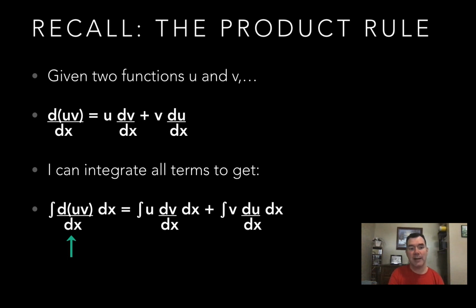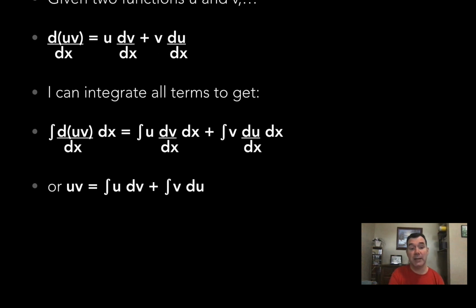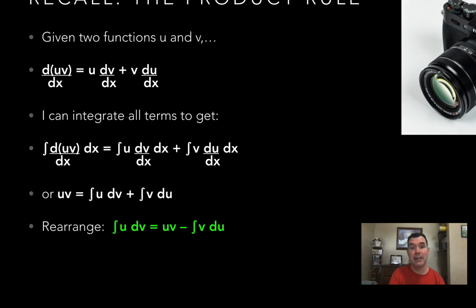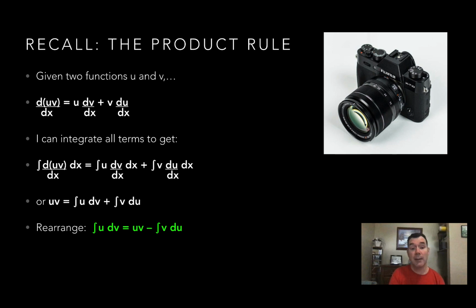But I notice that on the left-hand side, I have exactly the integral of a derivative. So that's just going to be uv on the left, and then the dx's can cancel out on the right-hand side, and that just gives me the integral of u dv plus the integral of v du. Now, if I rearrange this a little bit by subtracting the integral of v du from both sides, then I get that the integral of u dv equals uv minus the integral of v du. Now, that doesn't really make a whole lot of sense by itself, but that's actually the equation that I need to do every integral that I need to do by parts.